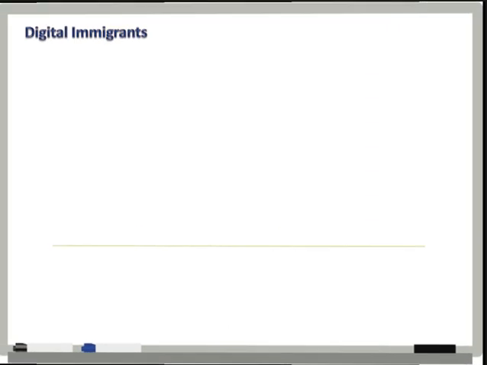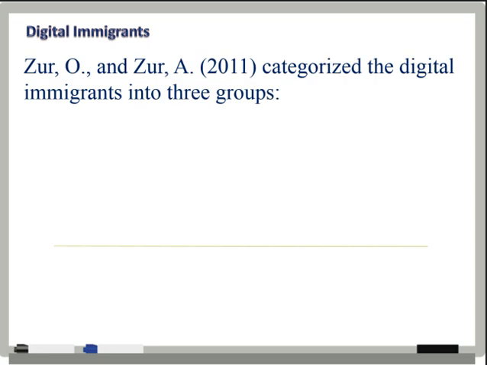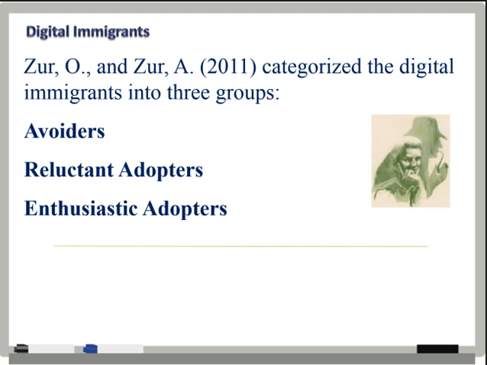And according to the research, the digital immigrant also has their group of avoiders, and rather than having the minimalists, the digital immigrant has the reluctant adopters, and then of course they have the enthusiastic adopters as well, which is again those individuals who will take the learning management system that we have and apply it to the best of their ability.